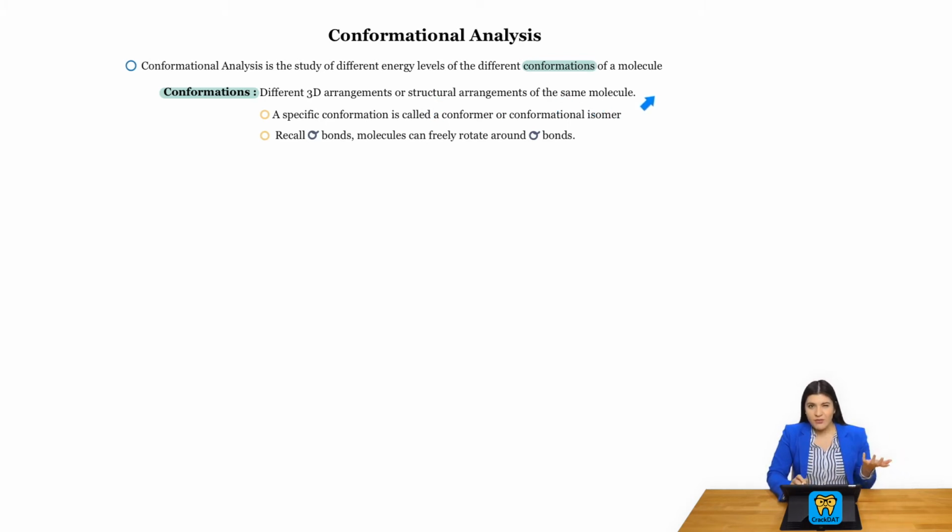So it should sound familiar. We went over something like this already, with isomers, where they have the same chemical formula but different structures. Essentially, we're taking it a step further, and we're looking at this on a 3D level. A specific conformation is referred to as a conformer or a conformational isomer.